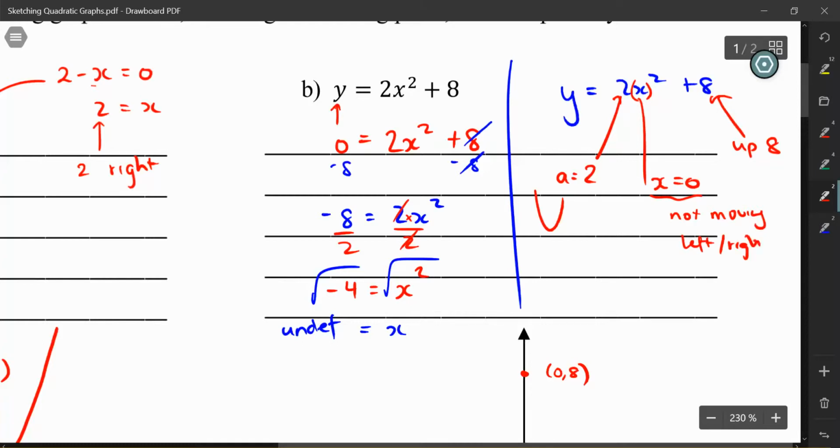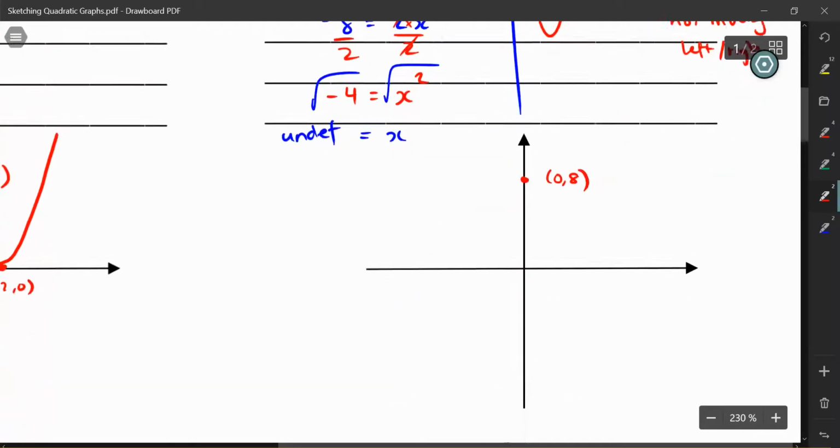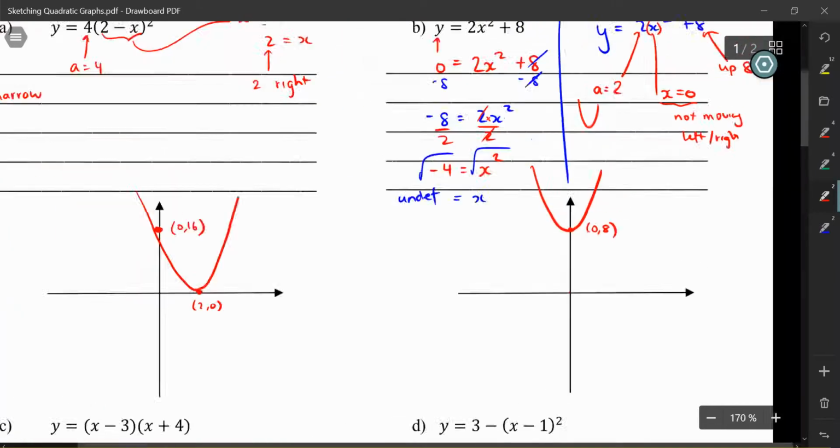So how does that make the graph look? Well, think about it. Smiley face doesn't move left or right, and it goes up by 8. So from here, it doesn't go left or right. It just goes up by 8, and it's a smiley face. Bam. Done. See how easy that is?